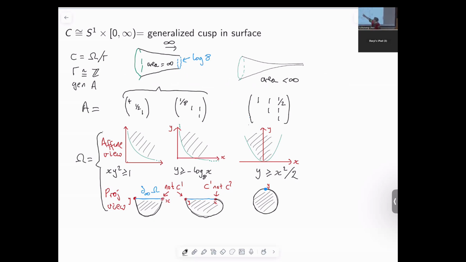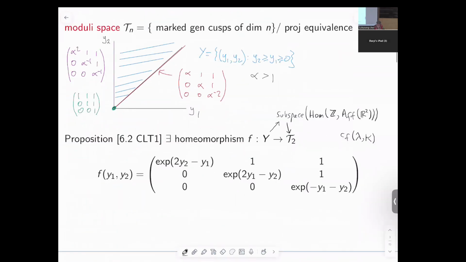So this curve is below the x-axis. It gets further and further away, but very slowly. And as a result, when you look projectively, this curve comes in C1, but the second derivative is infinite. And in the last example, you've got the round disk in the projective plane. So those are three examples.